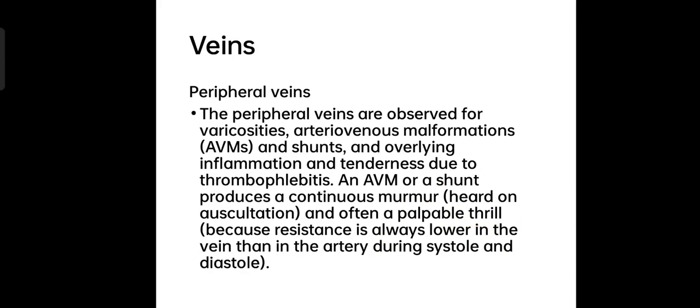Veins. Peripheral veins. Peripheral veins are observed for varicosities, arteriovenous malformation, and shunts, and for overlying inflammation and tenderness due to thrombophlebitis. An AVM or a shunt produces a continuous murmur and often a palpable thrill because the resistance is always lower in the vein than in the artery during systole and diastole.